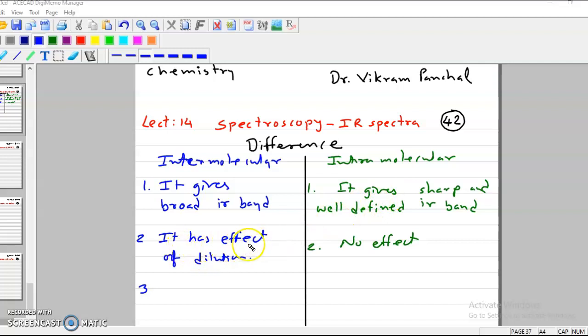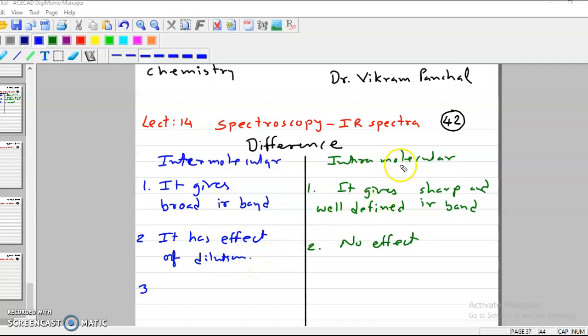Next is the effect of dilution. In concentrated solution, you will find the effect of intermolecular hydrogen bonding, but as the amount of solvent increases, that is due to dilution, the number of intermolecular hydrogen bonds will decrease, and that is why you will not see the effect of intermolecular hydrogen bonding in IR. So you will find that due to intermolecular hydrogen bonding there was a broad band, but now due to dilution it becomes a sharp band.